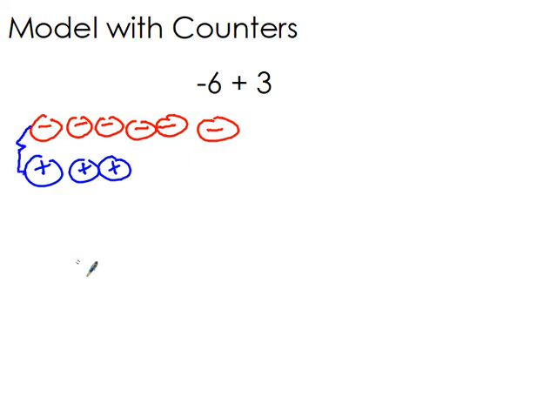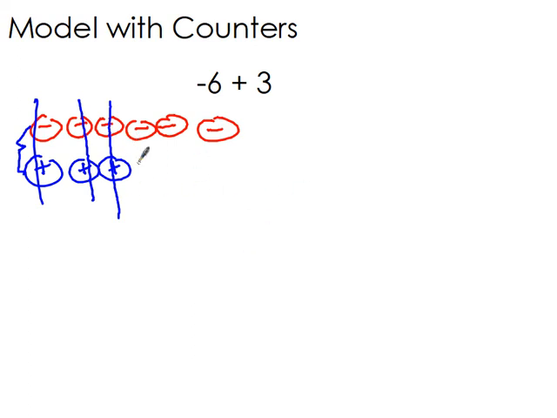So this is also called a zero pair, because when I have negative 1 and positive 1, they cancel out and make 0. Negative 1 and positive 1 cancels out and makes 0. And then negative 1 and positive 1 again cancels out and makes 0. So these negatives and positives keep canceling each other out until I run out of something. I don't have any more positives to cancel out with these negatives.